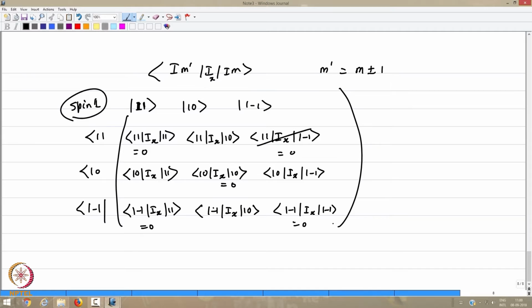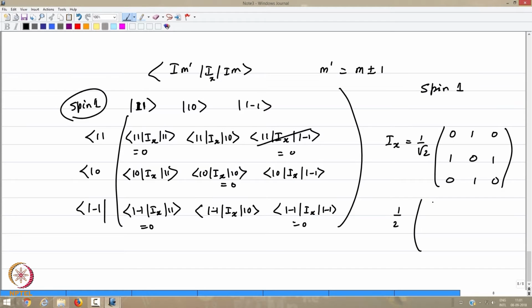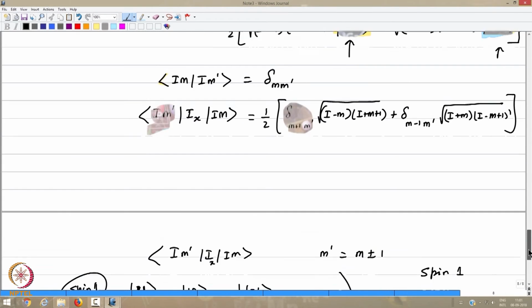So, for a spin 1, if you calculate these things using that formula, the matrix representation for the operator will turn out to be 1 by root 2 times 0, 1, 0, 1, 0, 1, 0, 1, 0. This 1 by root 2 is basically 1 by 2, and the matrix elements that you calculate will all be root 2, 0, root 2, 0, root 2. So, I have cancelled the root 2 to give you this. This is what you will get from this calculation. So, this is for Ix.